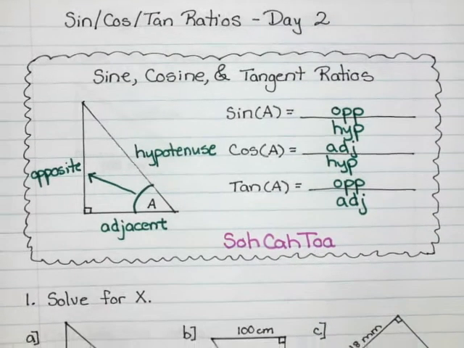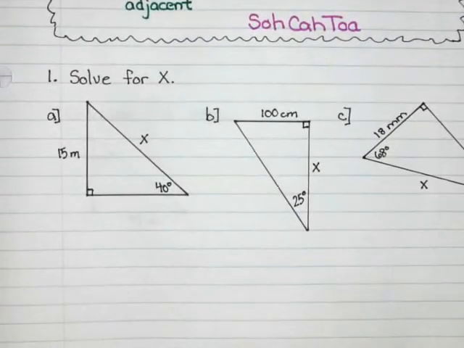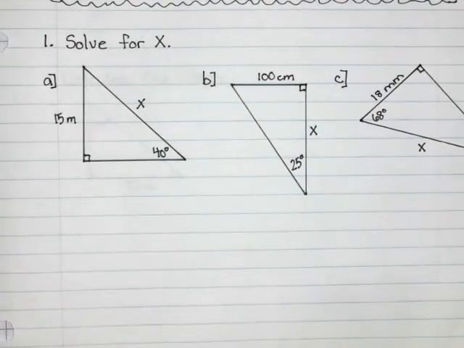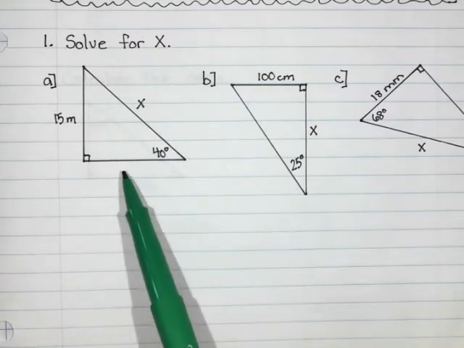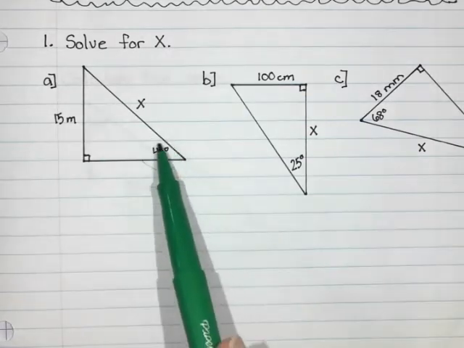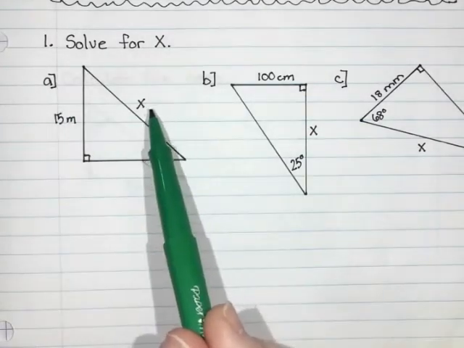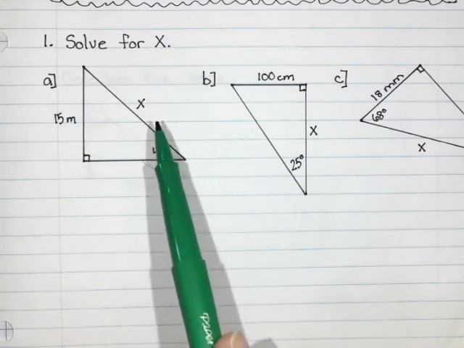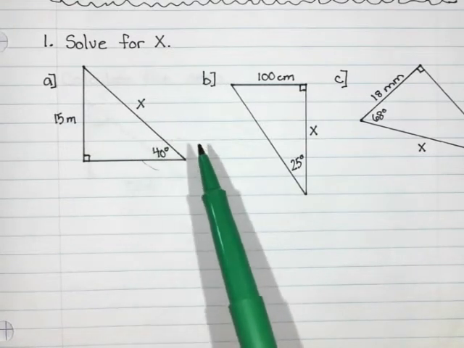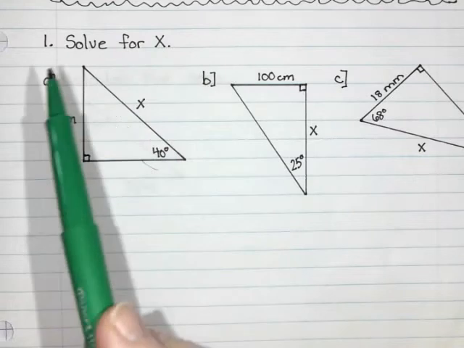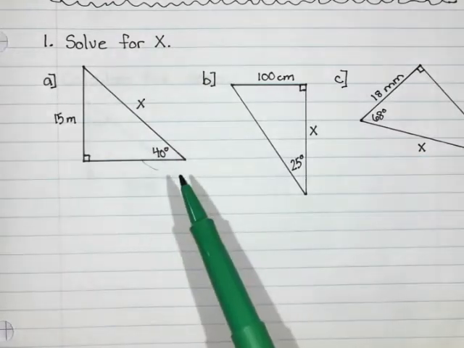So we're going to try our first question, which says solve for x in each of the following triangles, and it asks you on the handout to round your final answers to 2 decimal places. We're going to start with this triangle. It has an angle of 40 degrees, a side length of 15 meters, and an unknown side, x.